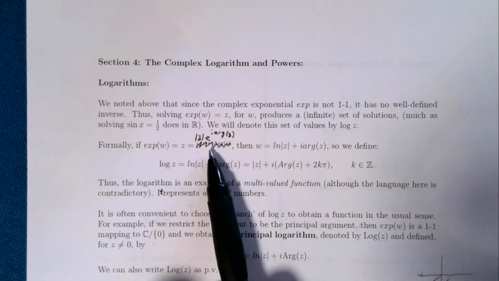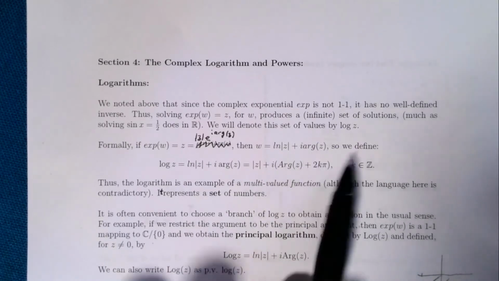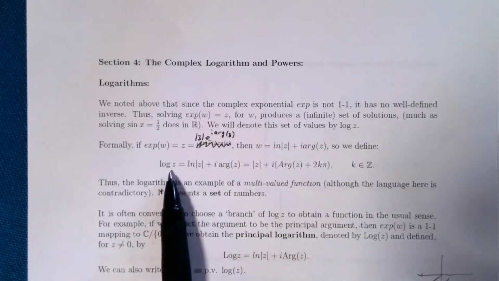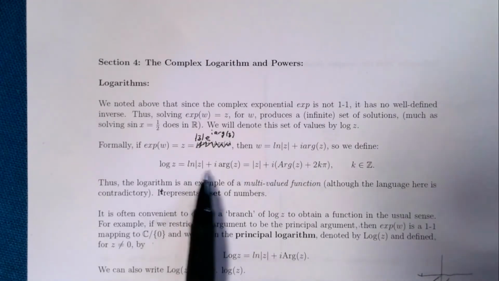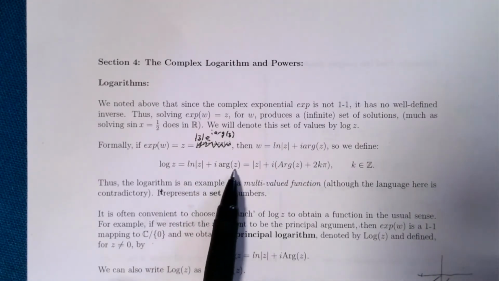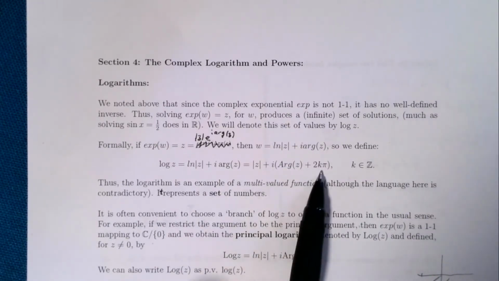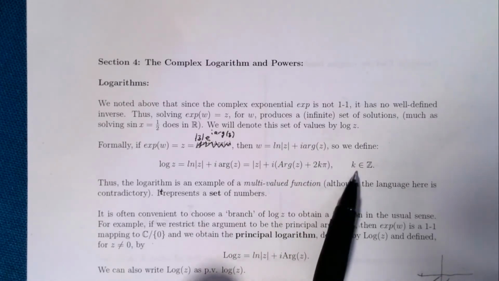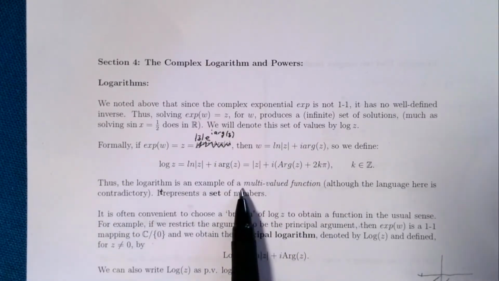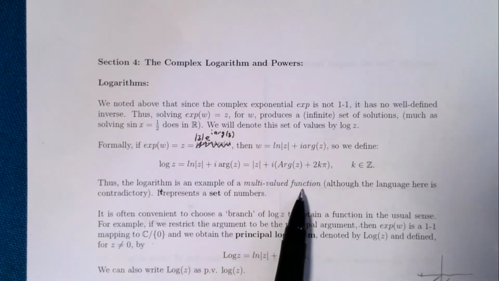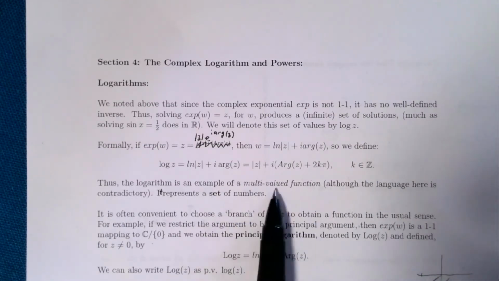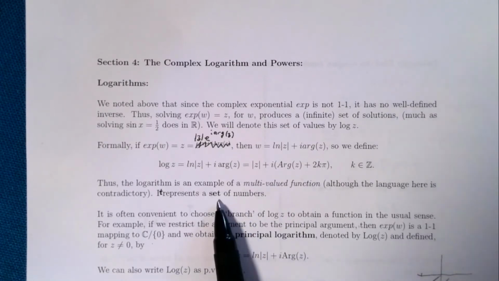And now, having seen that that's what it ought to be, I'm going to define little log of z to be ln of mod z plus i times the general argument, and that's going to be the principal argument, capital Arg of z, plus 2kπ, where k is an integer. So that means the logarithm is an example of what we're going to call a multi-valued function. Now, of course, that's almost a contradiction in terms, because by definition functions are not multi-valued, but the language is a little bit odd here, but that's the name that's given. It's a multi-valued function, and the important thing to remember is that it represents a set of numbers.